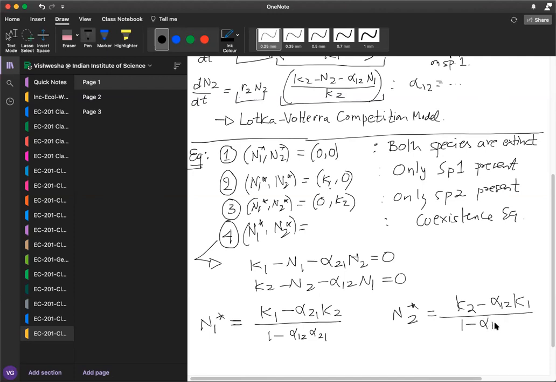Same denominator. So these are the N1 and N2 stars for the coexistence equilibrium. Remember that when both of them are present, they are both present at values which are less than their own carrying capacities. That's not necessarily very evident because you are also dividing by this denominator here, right? But it's possible to show that indeed that's the case.